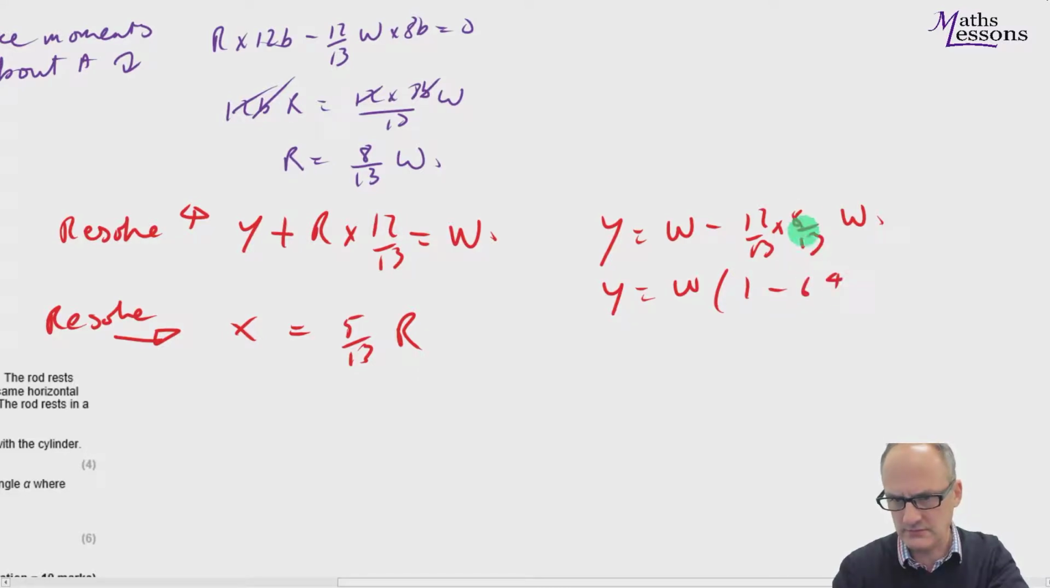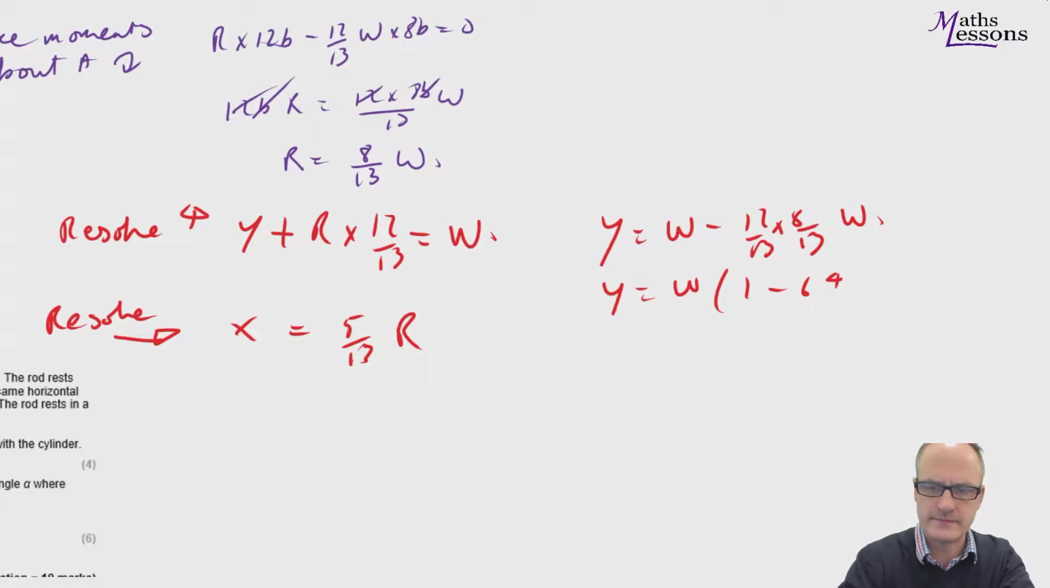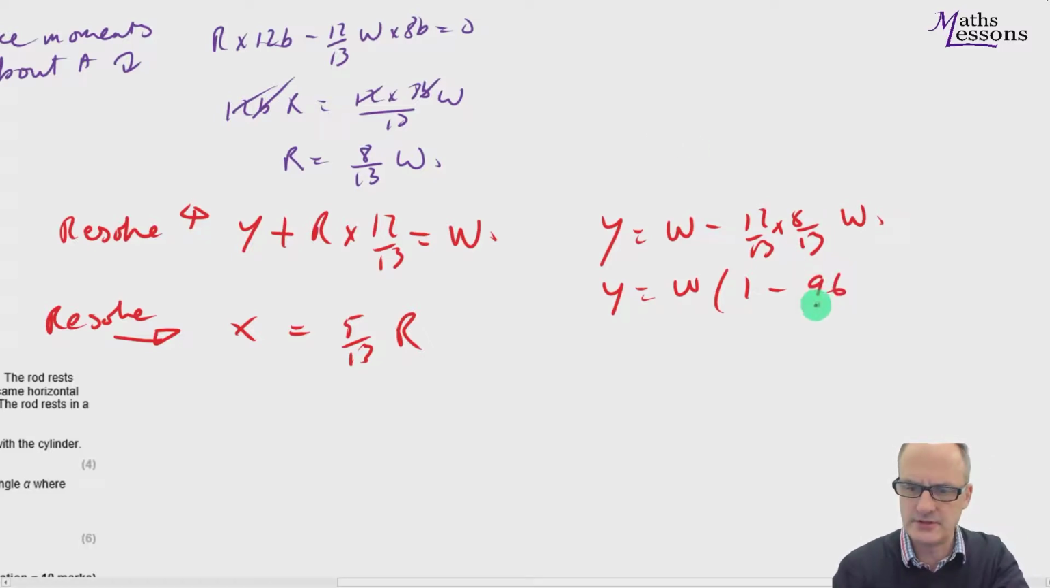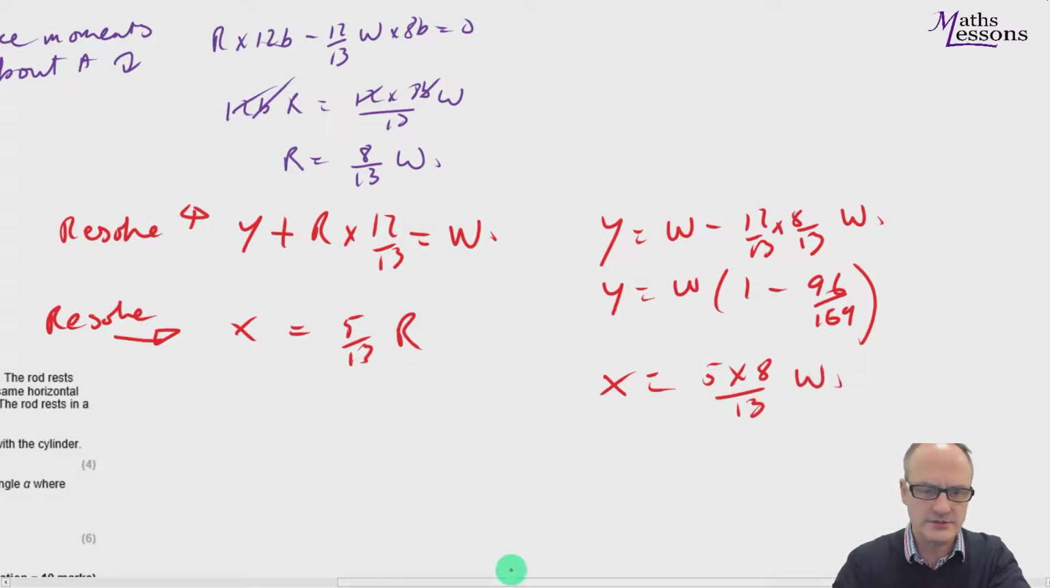96, sorry. 8 times 12 is 96 over 169 lots of W. And we've got R here again. X will equal, R is going to be 8 over 13 W, so you've got 5 times 8 over 13 W. Now, there's our X component, there's our Y component.